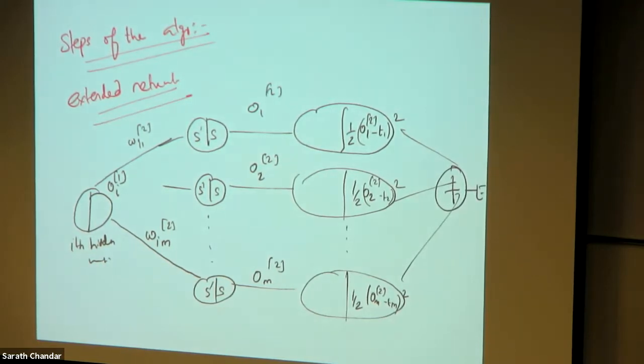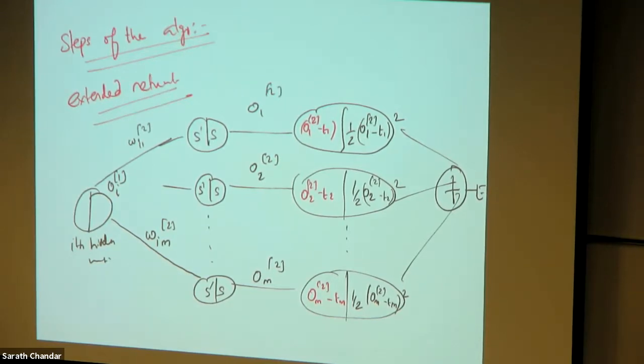Is that clear? Now we also need to compute the differentiation, right? Like the differentiation of 1 over 2 (O minus T) the whole square. It's x squared. Differentiate, you get 2x, the 2 cancels, and you just have O1 of 2 minus T1. Similarly, O2 of 2 minus T2, Om of 2 minus Tm. Is that clear? Okay.